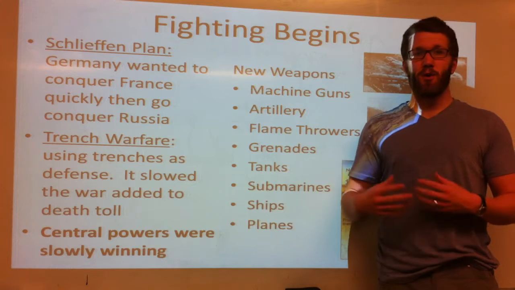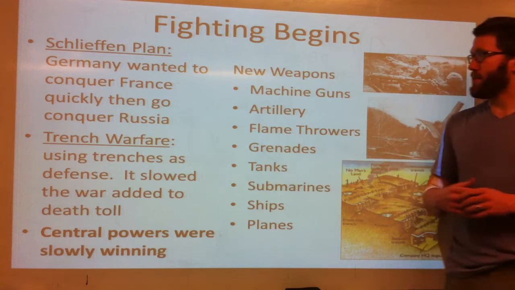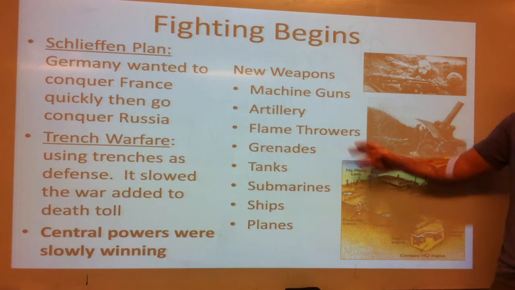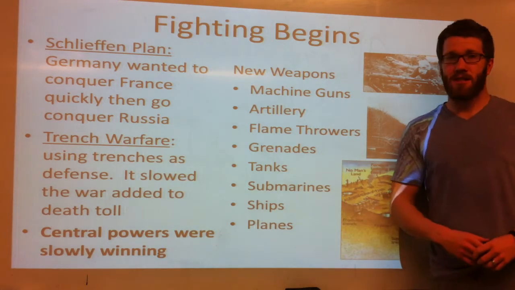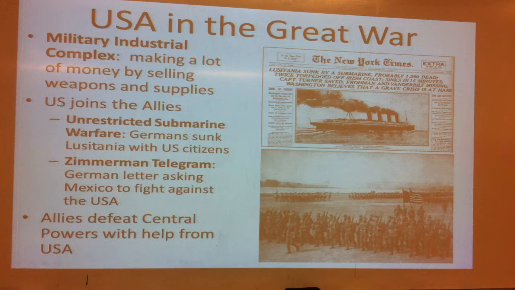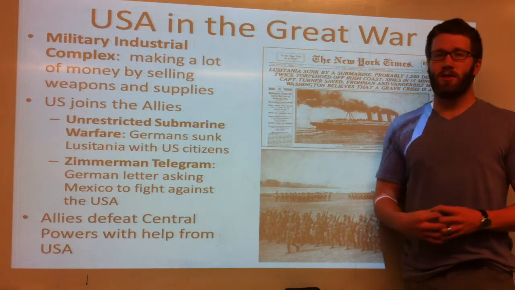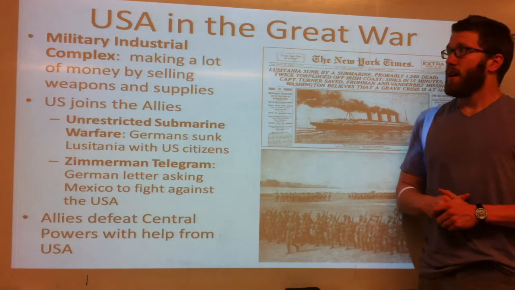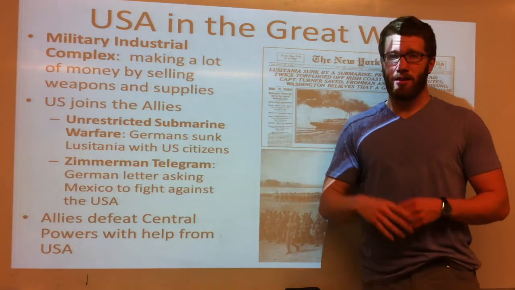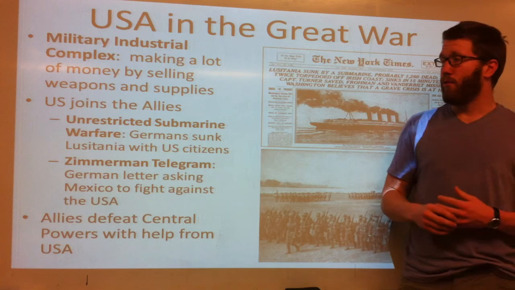But the Central Powers were slowly gaining territory. Another thing that made the death toll go up was new weapons, such as machine guns, heavy artillery, which are these even larger cannons, flamethrowers, grenades, tanks, submarines, ships, and planes. All increased the amount of people that were dying. So the Central Powers were slowly winning the war, but the U.S. is going to come in and help them out. Now, initially the U.S. was making a lot of money. Generally this is referred to as the military-industrial complex, where you are supplying the weapons and supplies to another country and making a lot of money off of war.